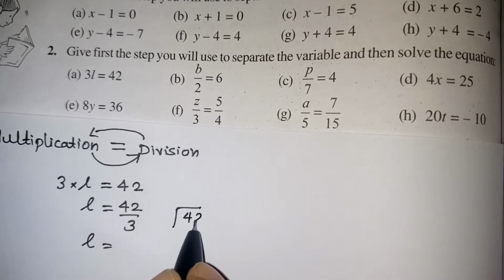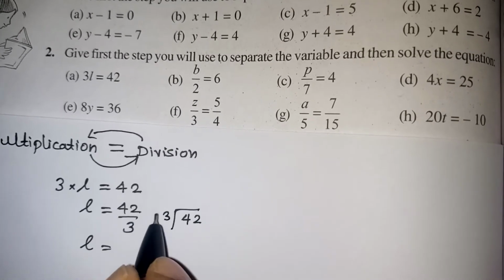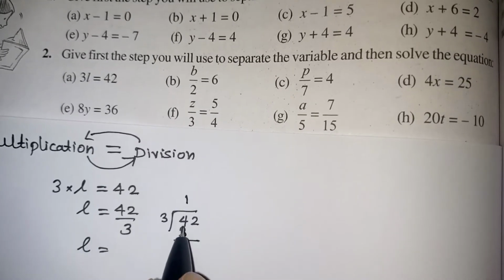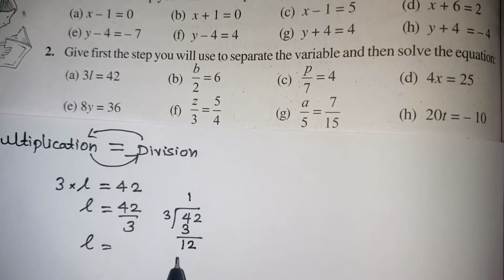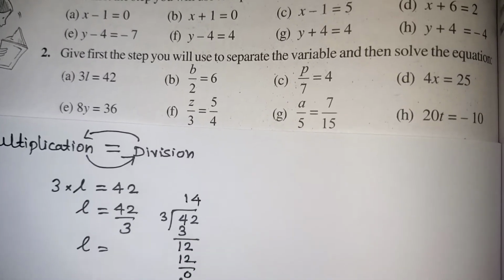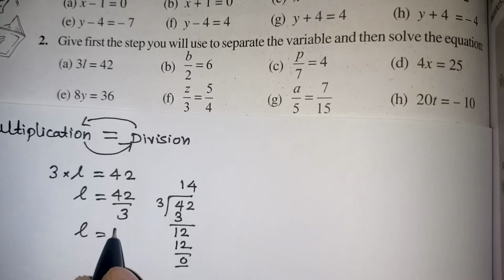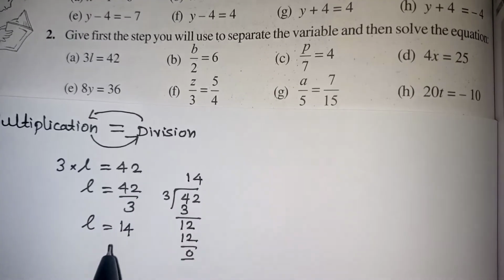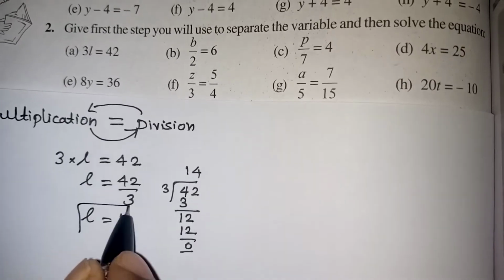Otherwise, if you have a doubt, you can divide in this way. Numerator always goes inside, denominator you should put outside. 1 3s are 3. Balance 1. Next number 2, 12. So 3 4s are 12. Balance 0. So how many times? 14 times. So 1 3s are 3, 4 3s are 12, we can cancel. So L is equal to 14 is your correct answer.